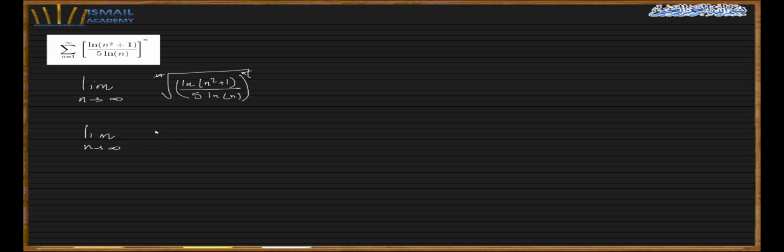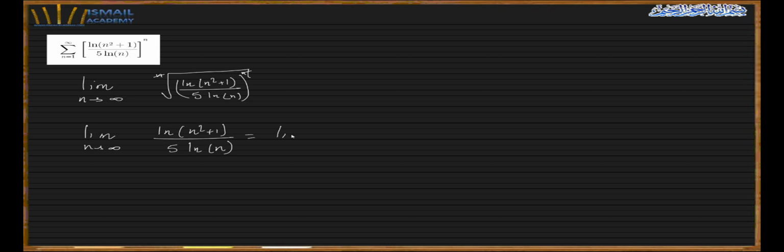so we end up having the limit when n goes to infinity of ln of (n squared plus 1) over 5 ln of n. So in that limit we can do it in two different ways. Either we can use L'Hopital's rule, which is the most used one, or we can split this by taking n squared as common factor, and we end up having the same answer. If I plug in infinity here, I will end up having infinity over infinity, so I can use L'Hopital's rule.